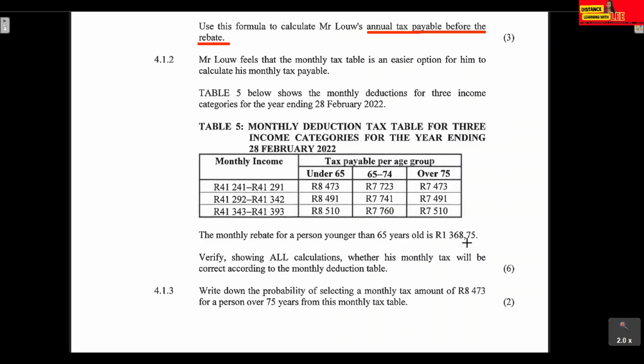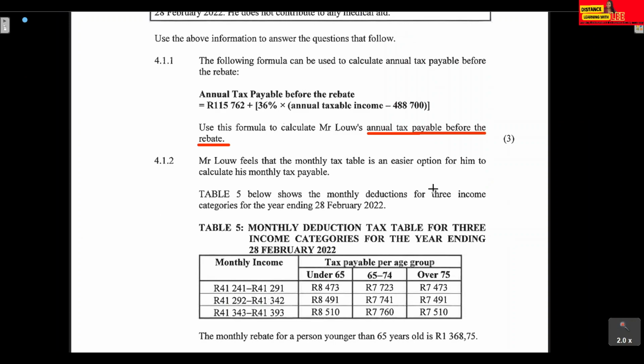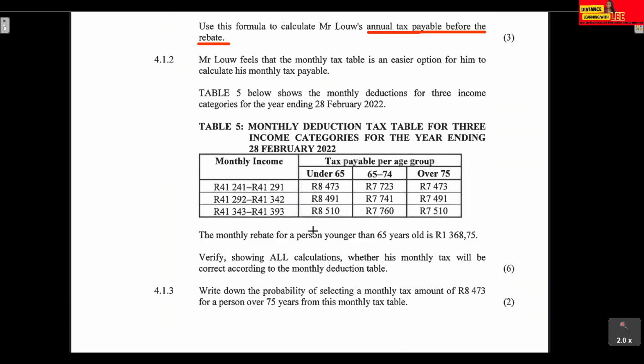Remember, when we did our calculations in question 4.1.1, we didn't include the rebates because we were not given any information about the rebate. However, in this question now, we are told what the rebate is. We are told that if a person is younger than 65 years old, the monthly rebate is equal to R1,368.75.